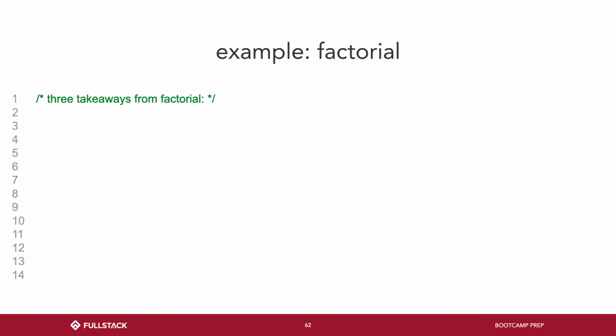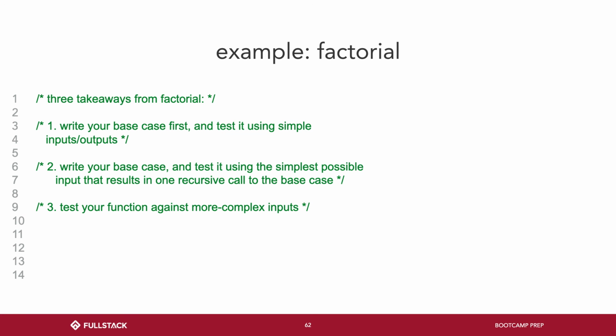Okay. So 3 takeaways from factorial. Write your base case first. That's definitely, I think you guys should do that. And test it using simple inputs and outputs, right? Write your base case and test it using the simplest possible input that results in one recursive call to that base case. That will make your life simpler. So test your function against more complex inputs after you do the first 2, okay?